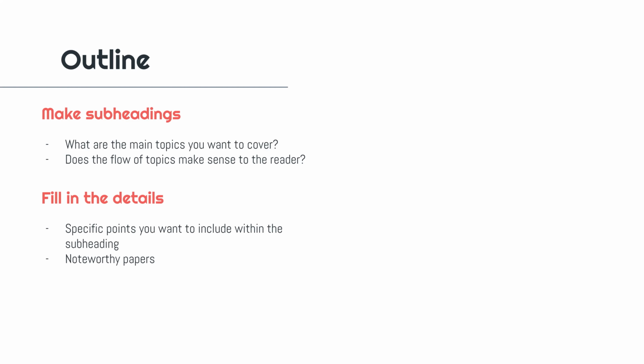And then once you've made those subheadings, you can go in and fill in a bit more specific details within those subheadings. So you can go in and include specific points that you want to include within those subheadings, or if you found maybe some noteworthy papers, either through your own search of articles or through the review articles that you found, you could include those within the subheadings as well. And I'm just going to show you a quick example of what an outline could look like. So yeah, everyone's outline will look different, but this is just one example.